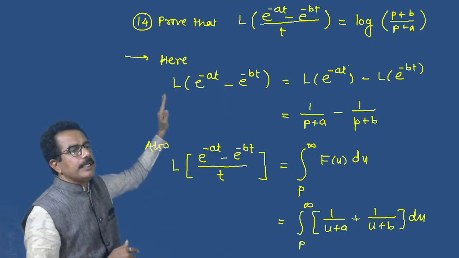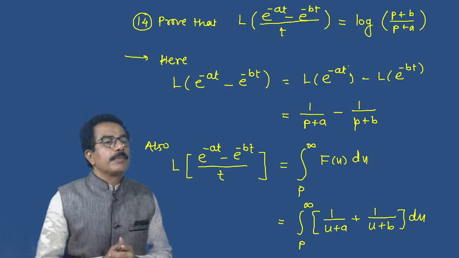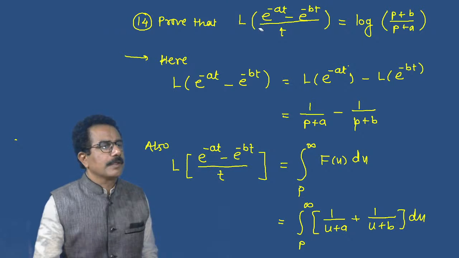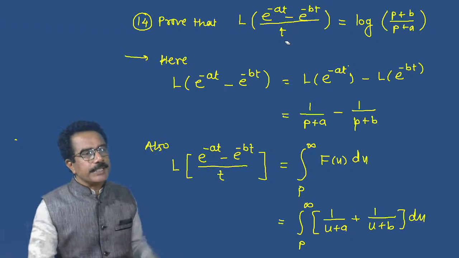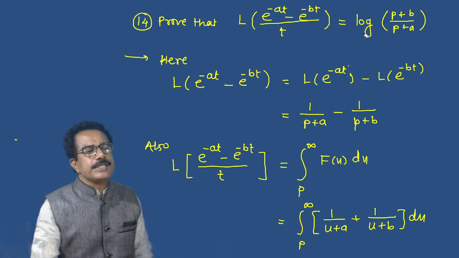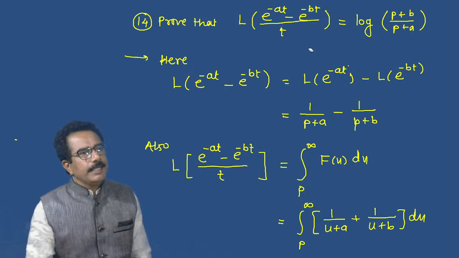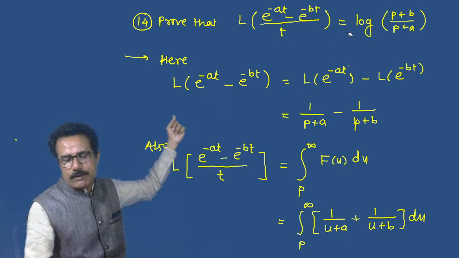Now our next problem is: prove that Laplace transformation of e raised to minus at minus e raised to minus bt, divided by t, is equal to log of p plus b divided by p plus a. This is our aim. Prove this. This is our problem.